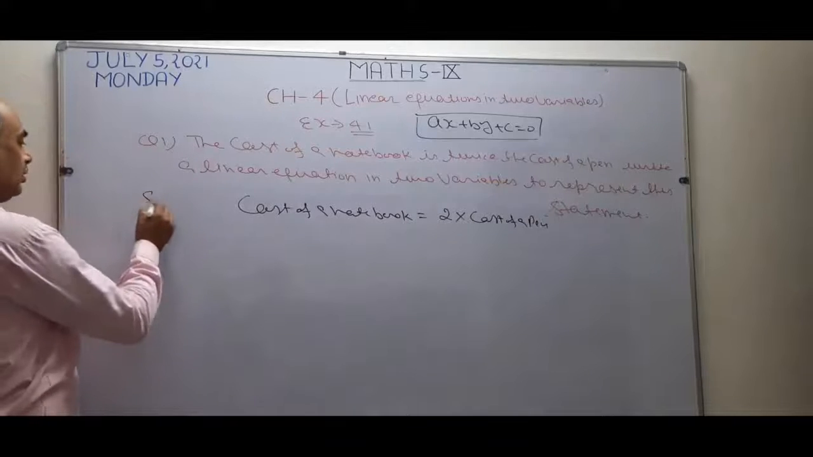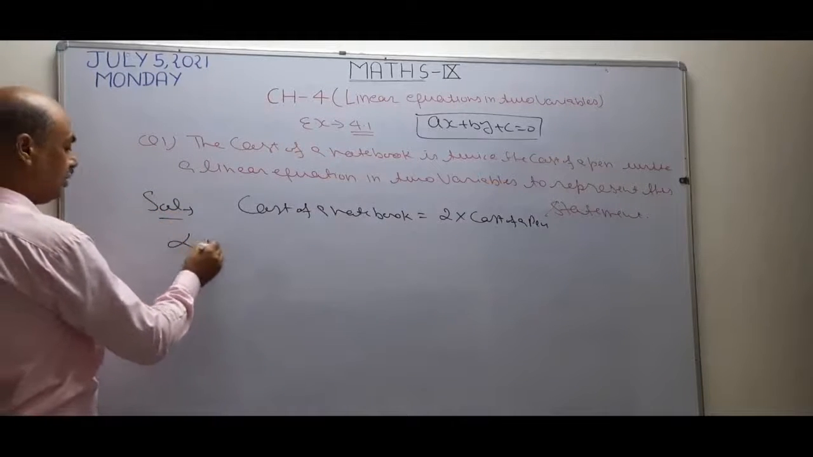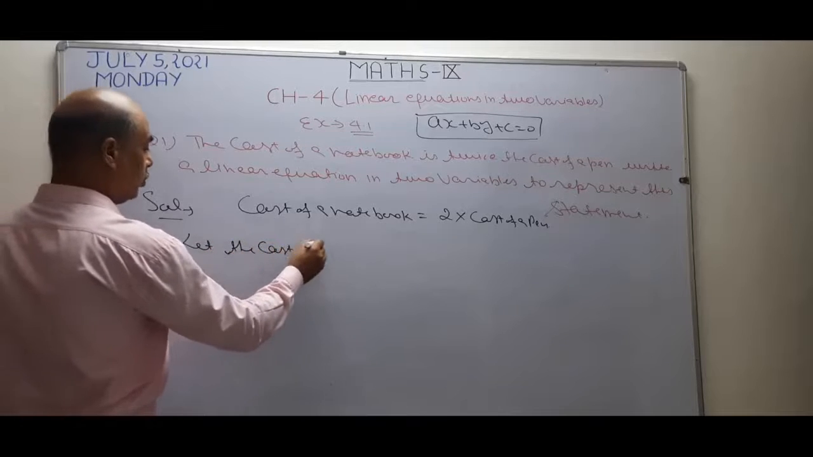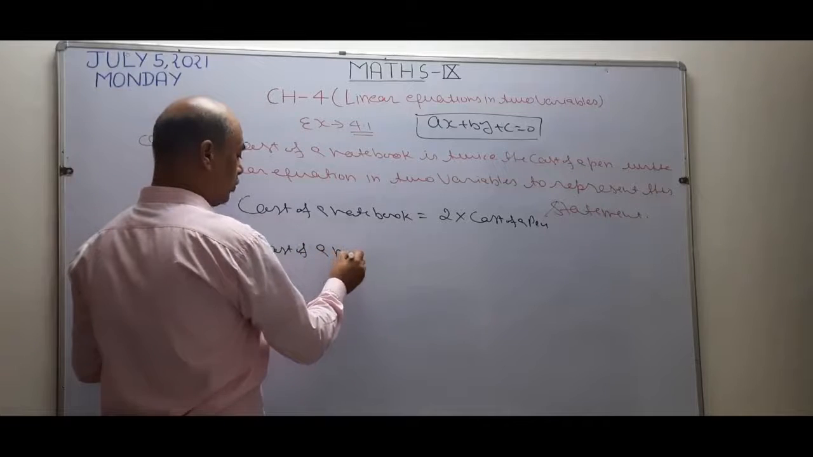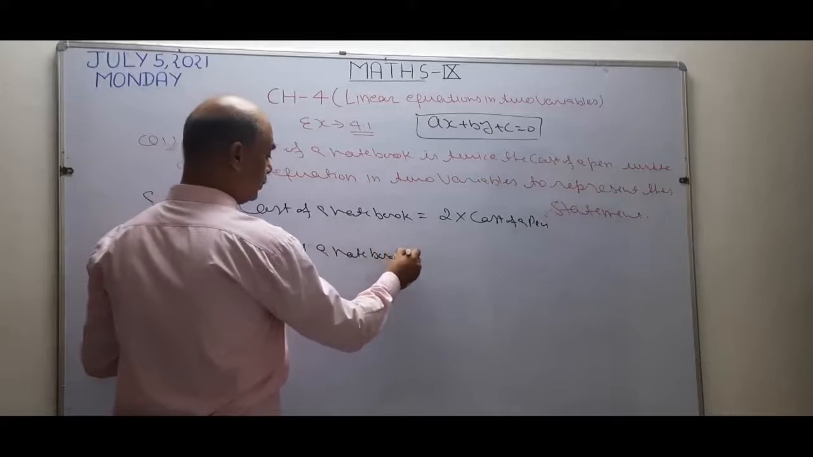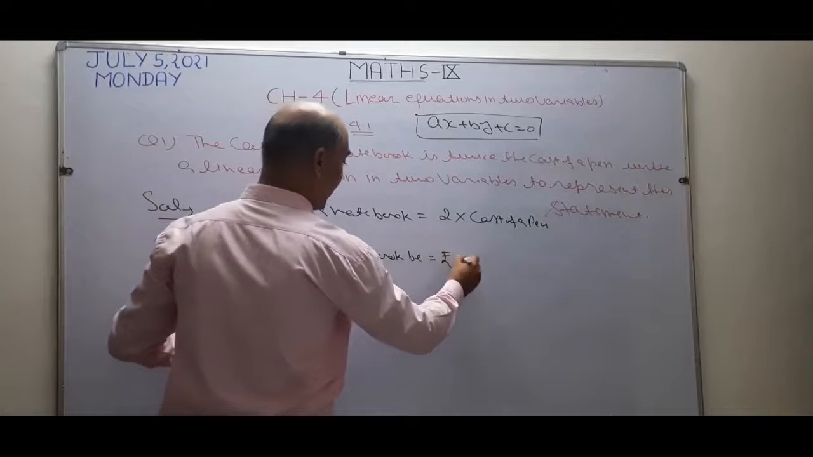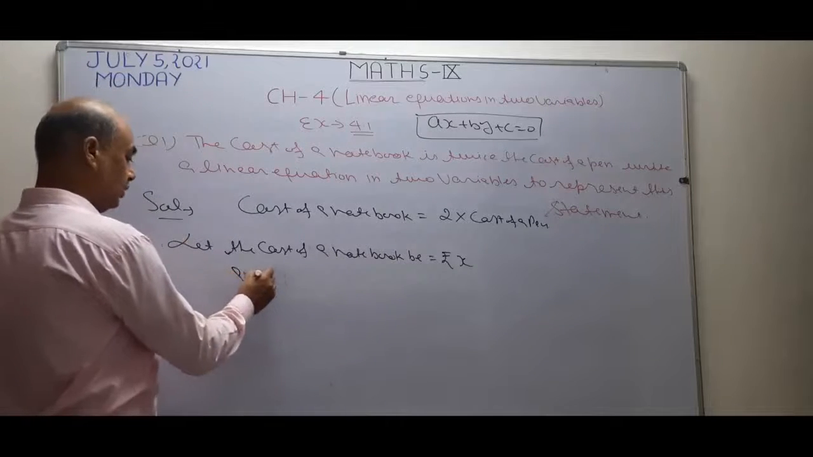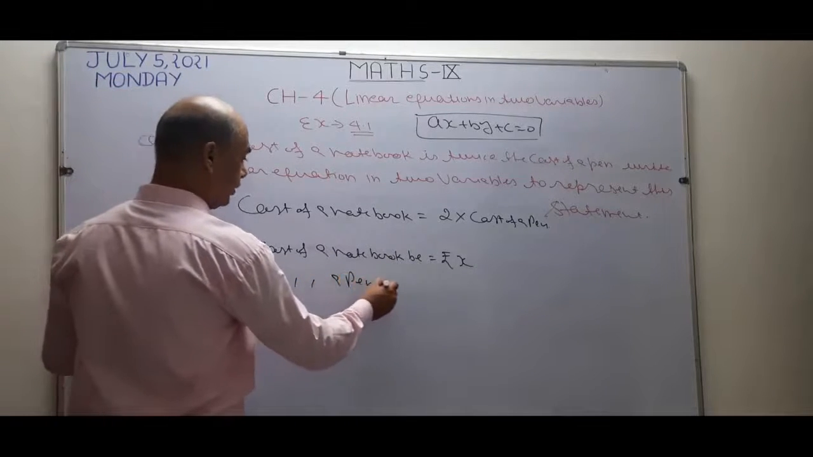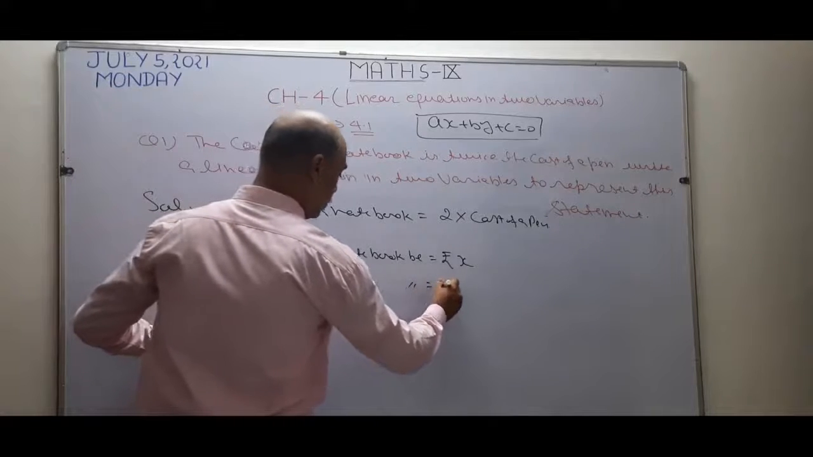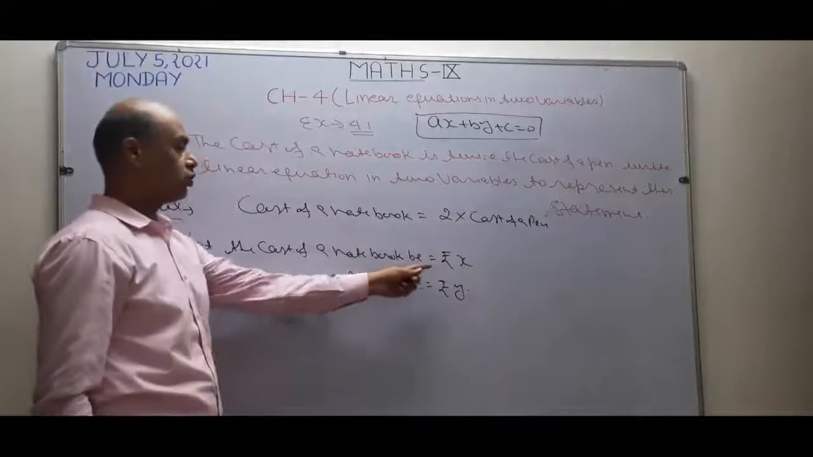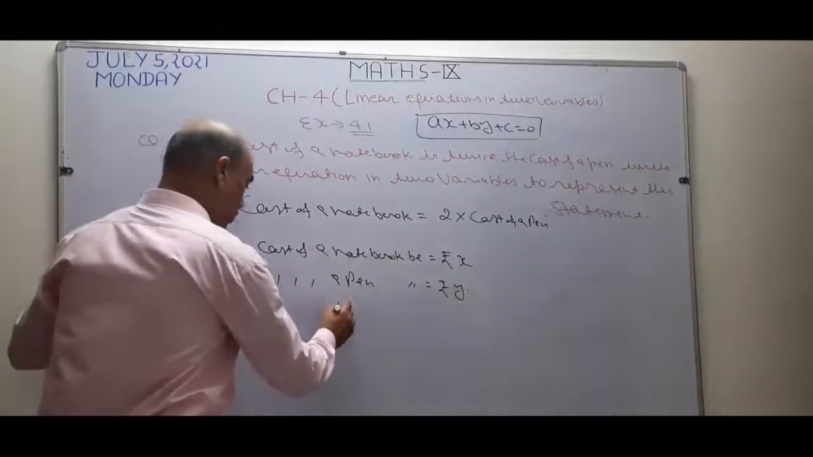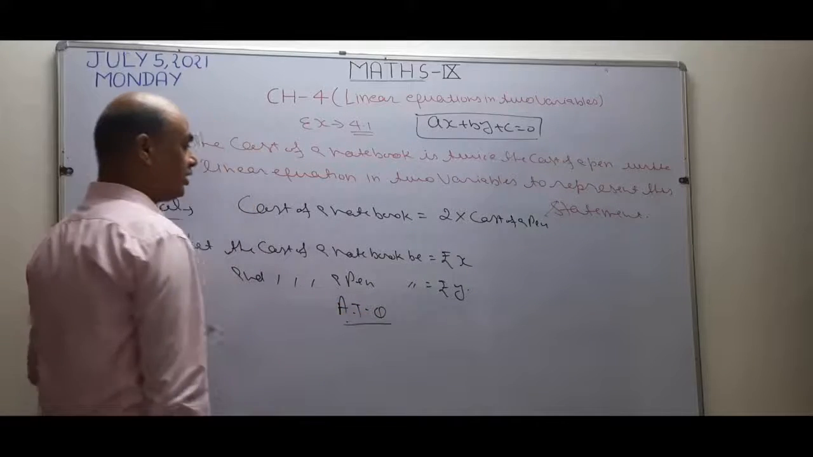So I write here, let the cost of a notebook be rupees x, and the cost of a pen be rupees y. I suppose the cost of one notebook is going to be represented by x and the cost of one pen is y. So according to the question, what is given?